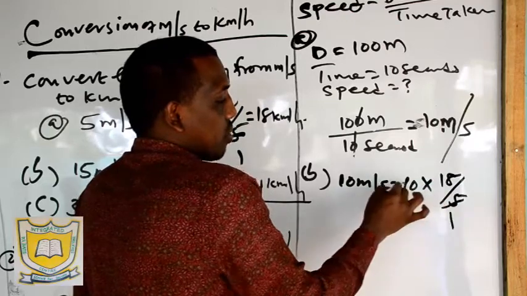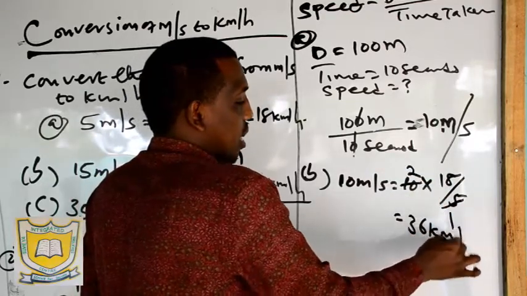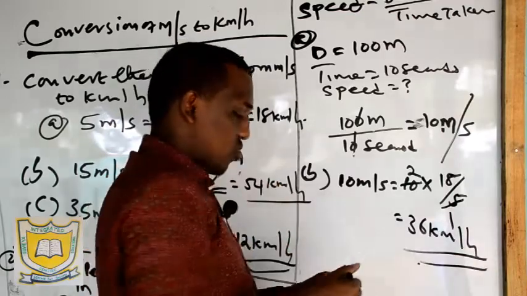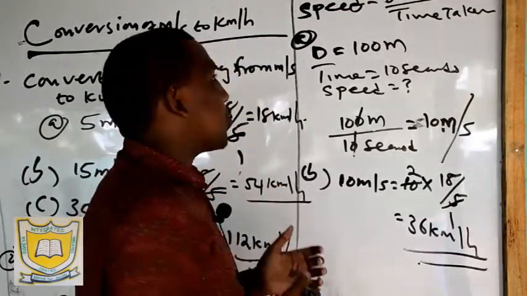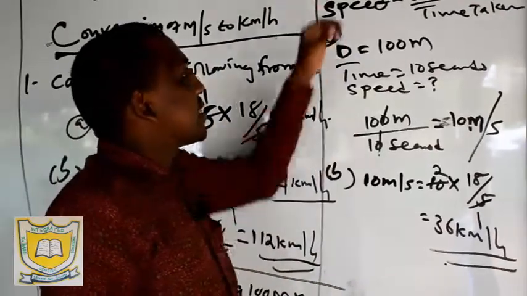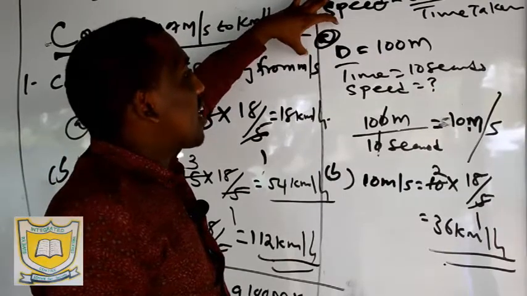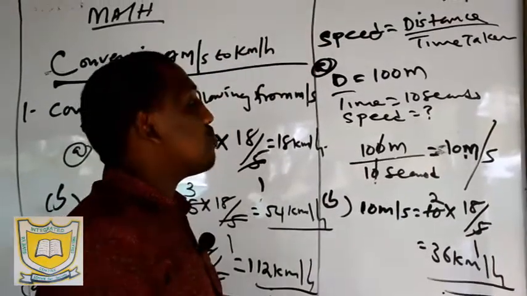5 times 1 is 5, 5 times 2 is 10, which is equal to 36 kilometers per hour. That is how we solve that question. You are told another athlete finished a 100-meter race in 10 seconds. The question is asking to calculate the average speed in meters per second.